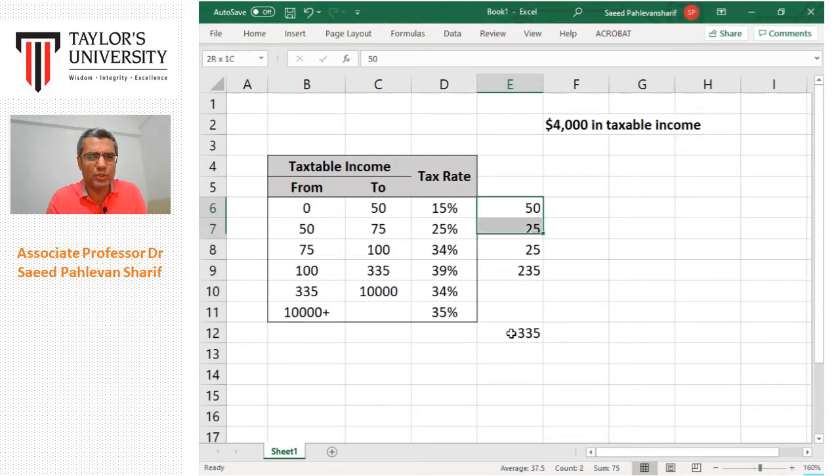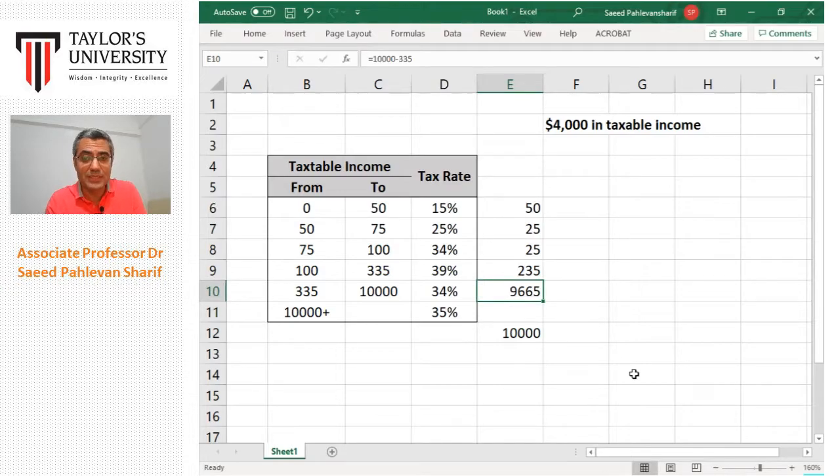So how much in total do we have so far? We have computed the tax on $335 of our taxable income so far. We still need to compute more to reach $4,000. Then the next one, if you compute, is the difference between 10,000 and 335, which is 9,665, which is much more than 4,000. So we are computing the tax on $10,000, but actually we want to compute on $4,000.